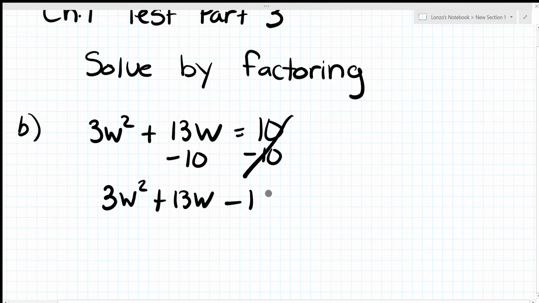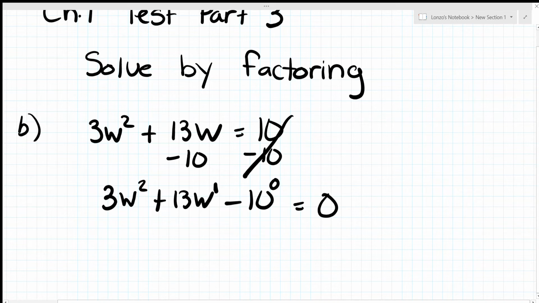So on the left side, you're left with 3w squared plus 13w minus 10 equals 0. Notice that I put everything in order. By order, I mean from the highest degree to the lowest degree. So this is my highest degree, which is 2. This one has a degree of 1, and any plain number like 5 or 6 always has a degree of 0. So that's why everything is in order.